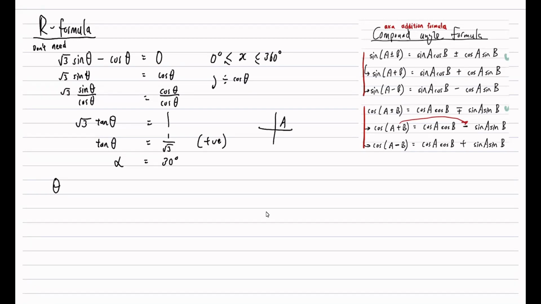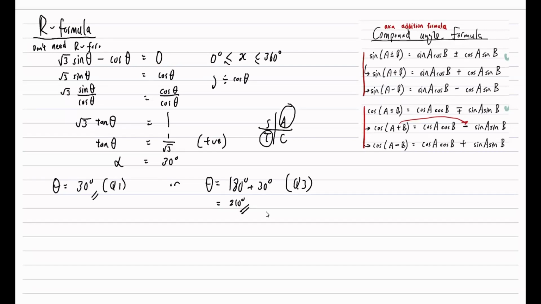So ASTC tells me it must be over here or here, quadrant 1 or quadrant 3. So therefore, theta must be quadrant 1, 30 degrees, Q1, or theta must be in 180 degrees minus 30 degrees. That's not correct, it should be plus, because it's Q3. 210 then. Okay, easy, right? Don't need R formula. Don't need R formula.